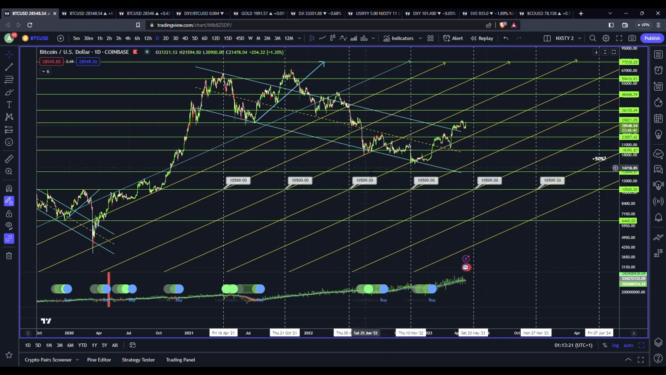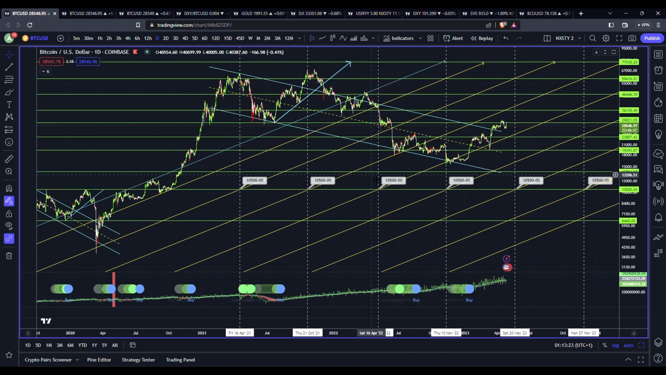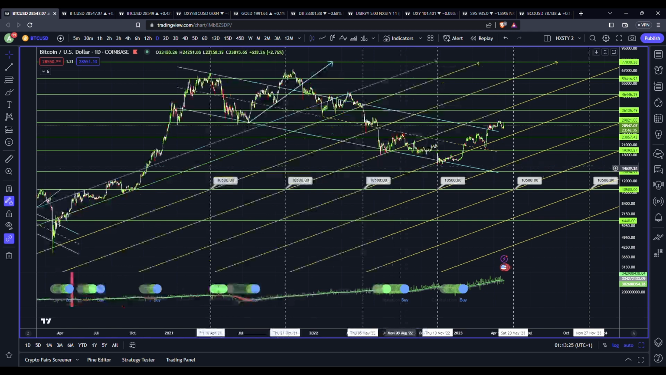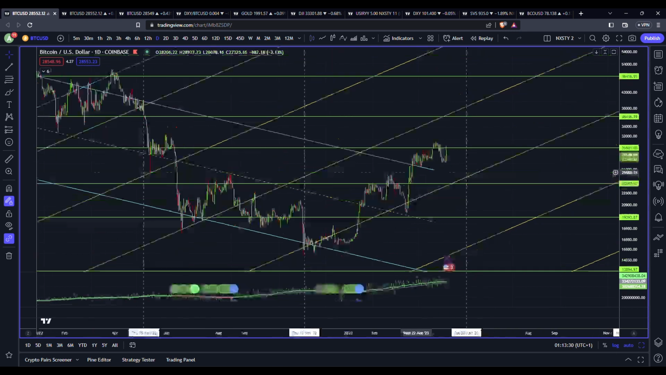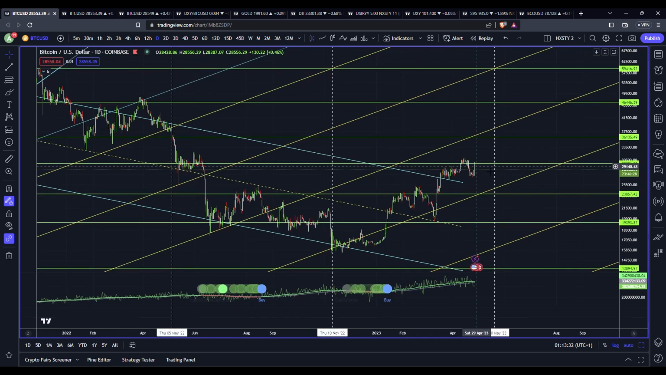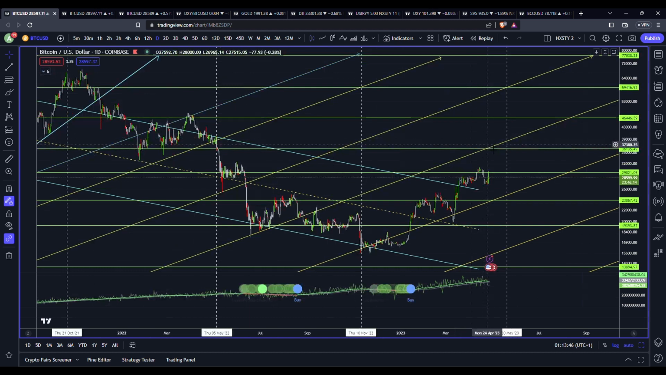But of course, this is not the only thing that we are looking at. We must, in this case, hold our 29th level as support, in order to actually conquer this major area that will give us more confidence that we are able to pump a little bit more towards our 46 and 59 level.